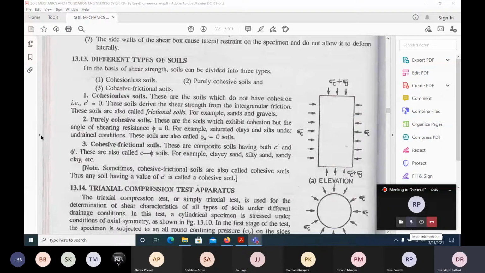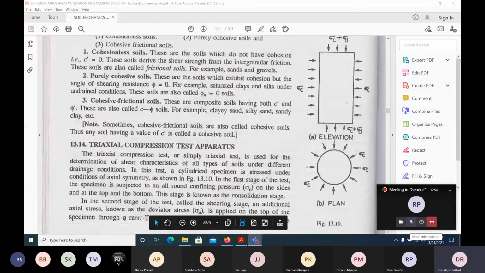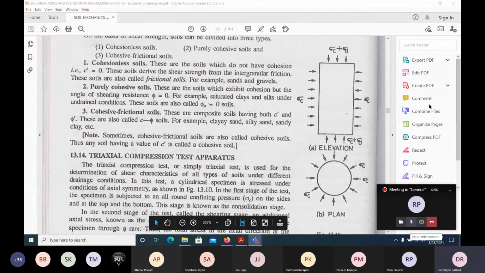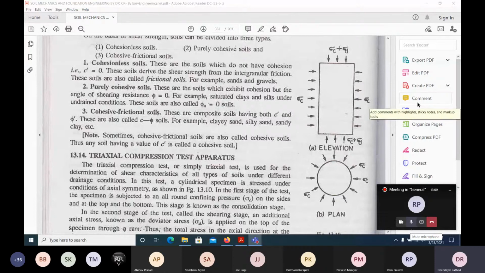So now forget about our direct shear test and focus on the triaxial test. This is one of the most important and reliable tests. In the previous classes, we discussed the three principal stresses: sigma 1, sigma 2, and sigma 3, the major, intermediate and minor principal stresses, and the shear stress in a particular plane.